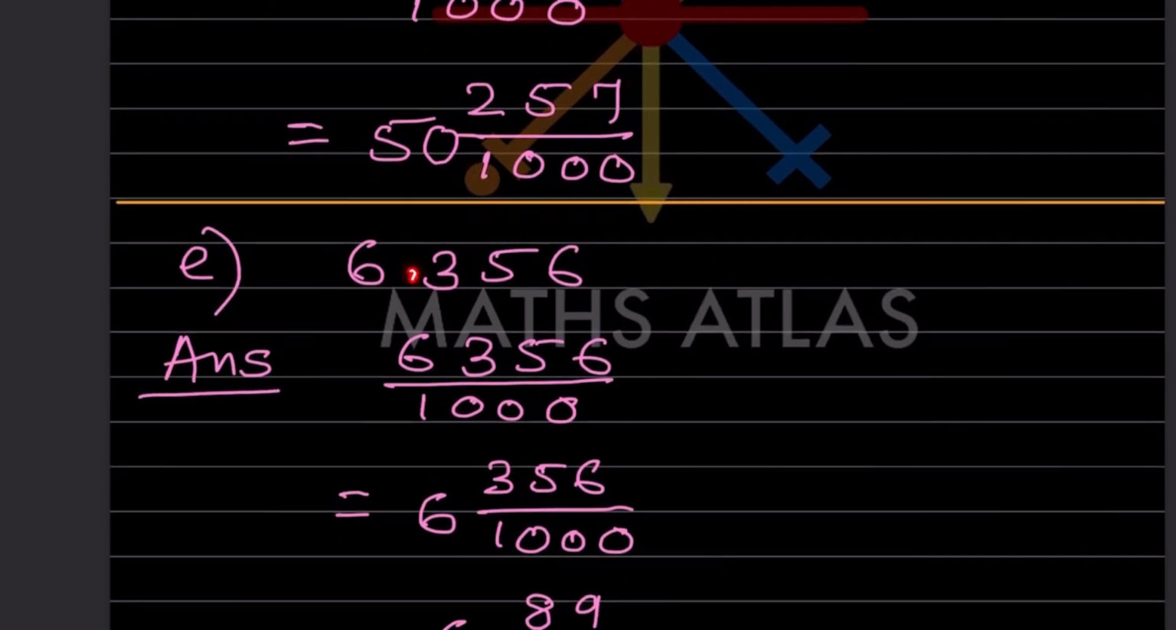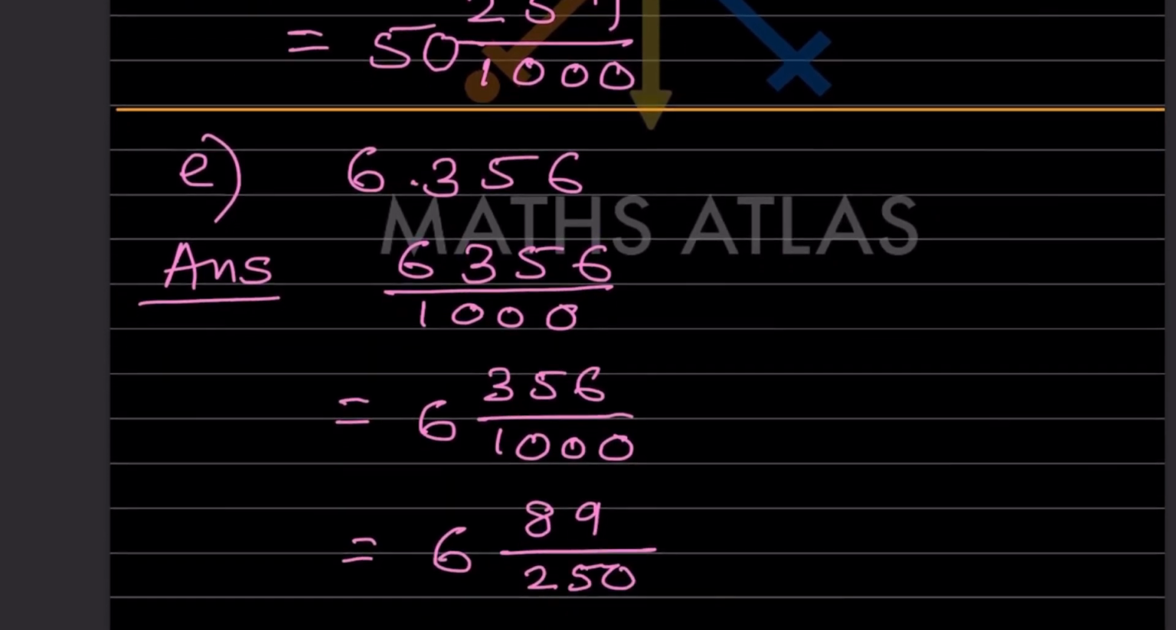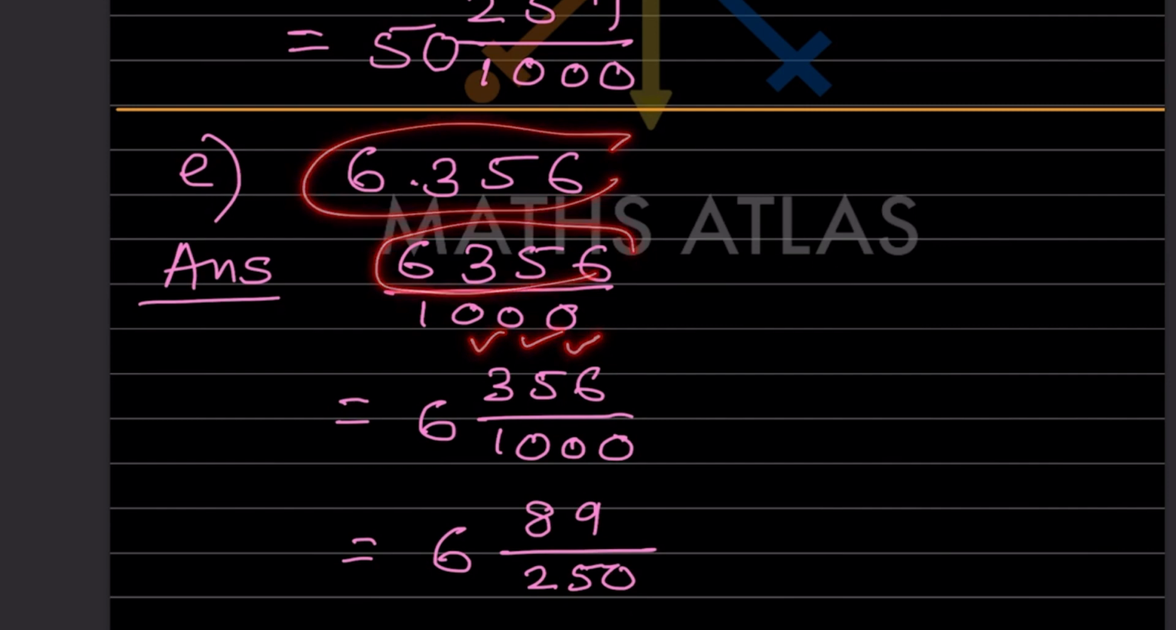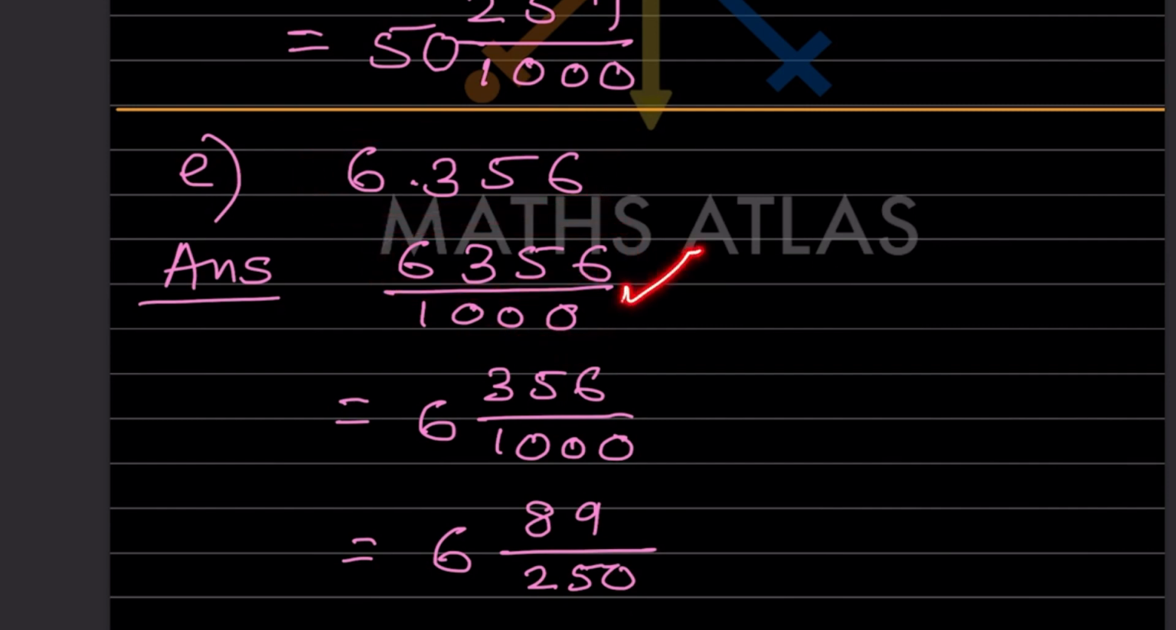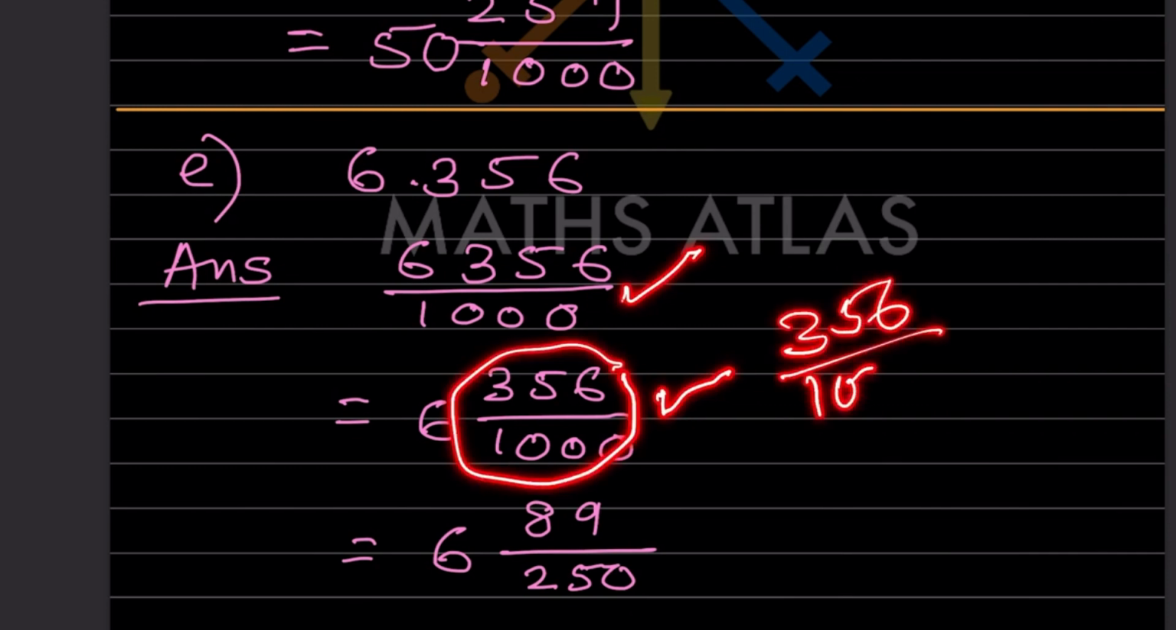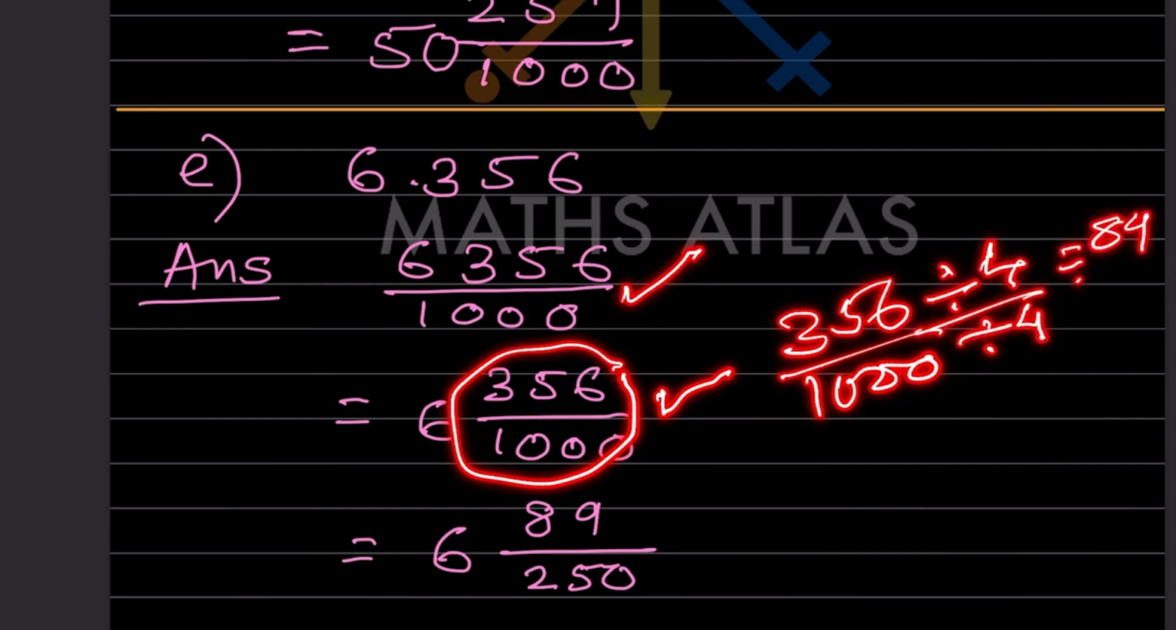Now again here after the point there are 3 numbers. So again we are going to divide by 1000. This will be as it is without a point. When you divide this one, you will get 356 divided by 1000, 6 integers. But this we can simplify further. So when you simplify, you write 356 divided by 1000. You can divide it by 4 here, and here also you can divide it by 4. So what you get is 89 divided by 250.